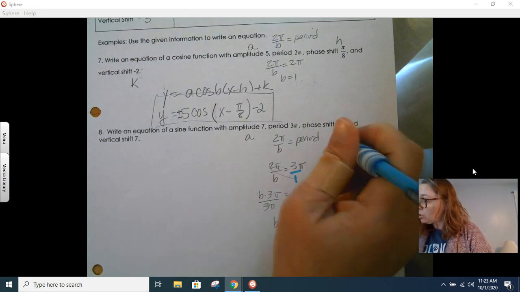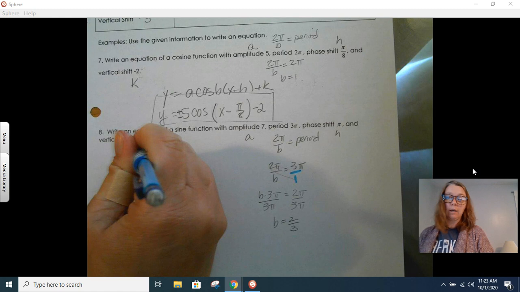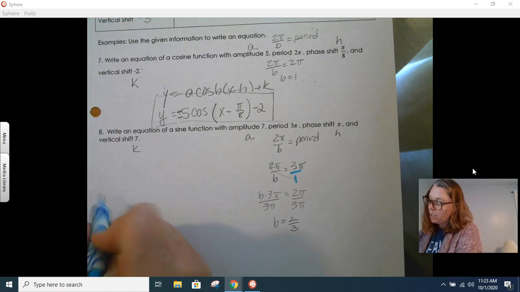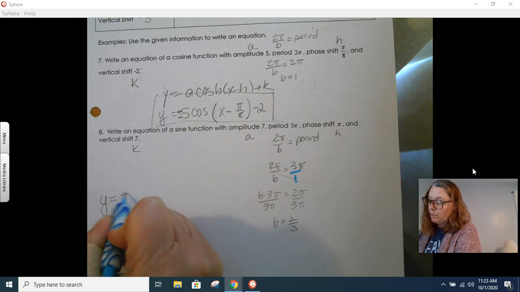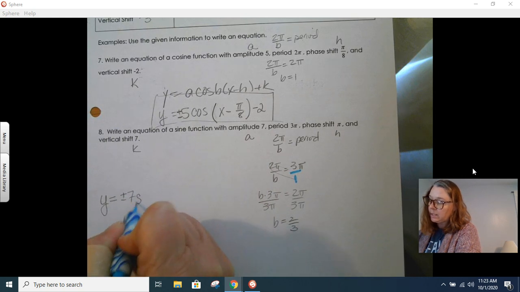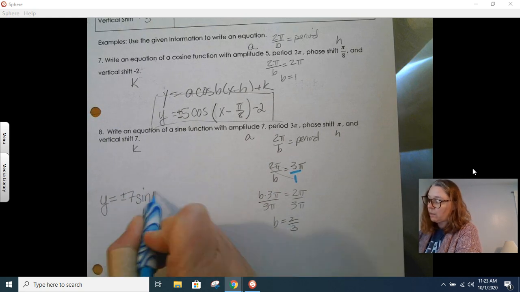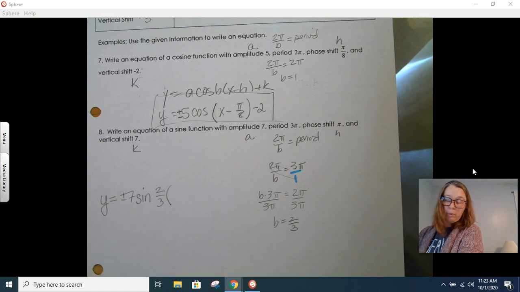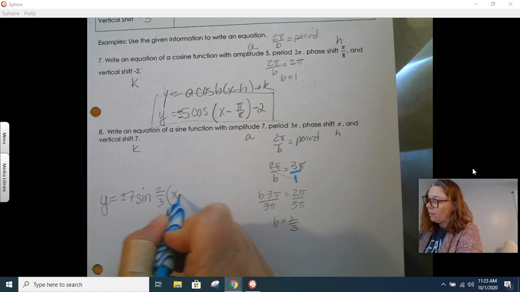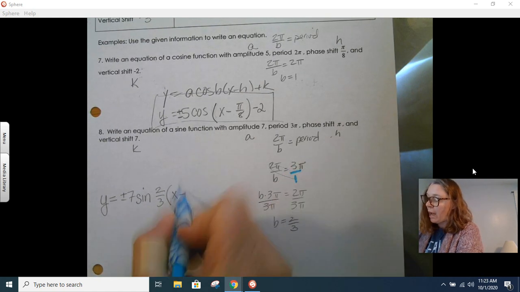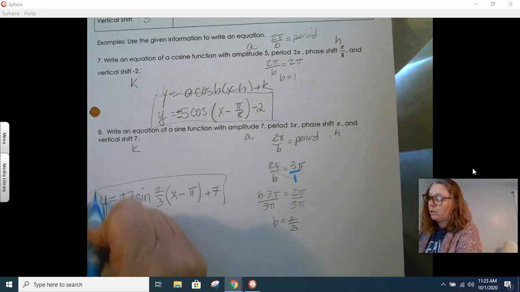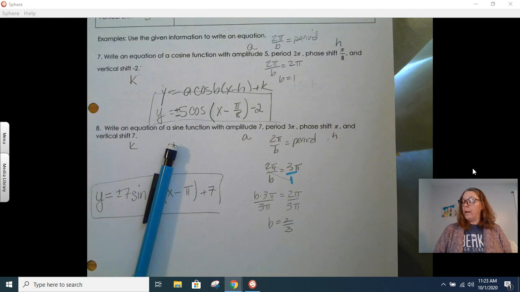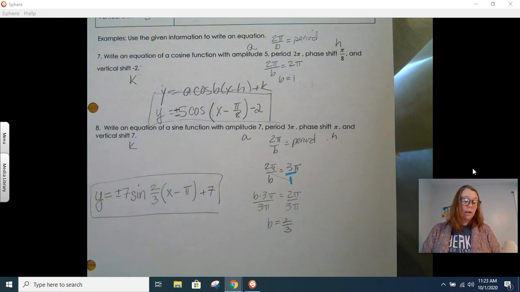Phase shift is h, vertical shift is k. All right, let's put that into our equation. So it's y equals a, which we said was 7. And again, you could put plus or minus 7 times the sine of our b value, which we said was 2/3. And then in parentheses, x or theta minus my h value, which was pi, and then plus k, which was 7. And you're done. Okay, so that takes care of section 6.5.